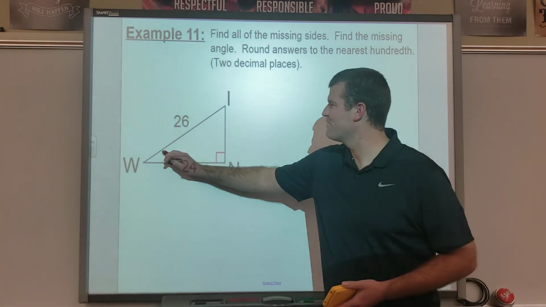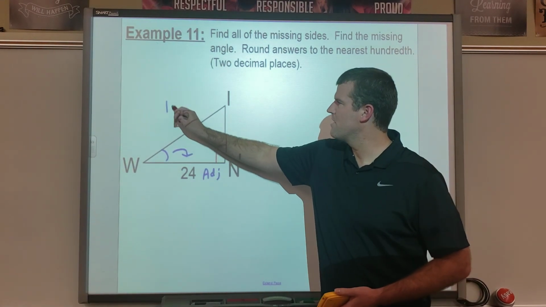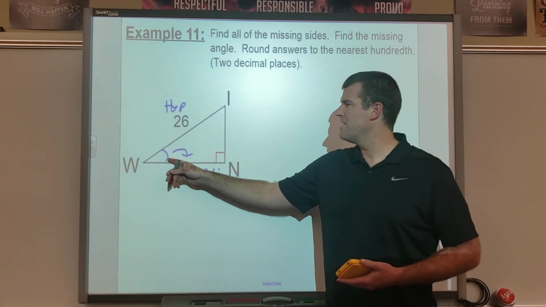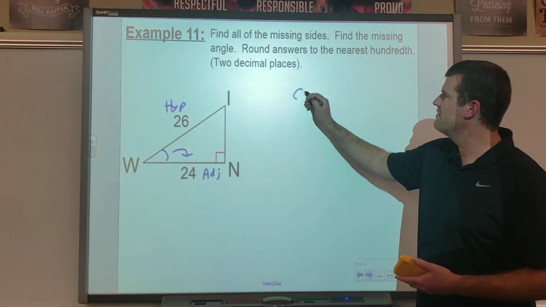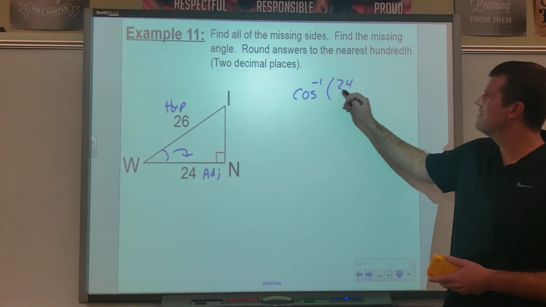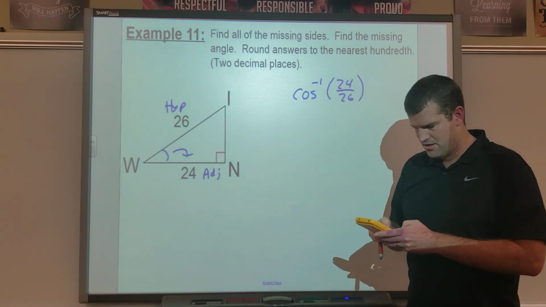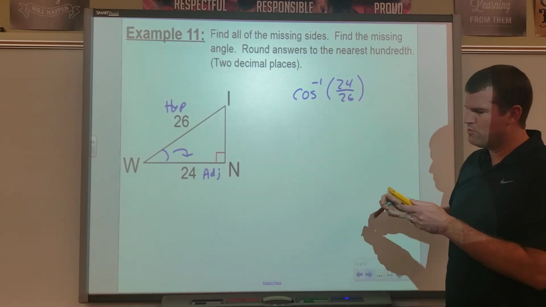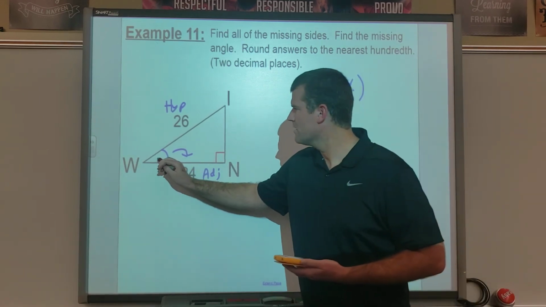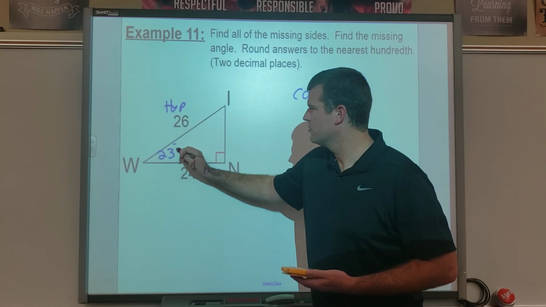All right, so if we're finding angle W, this is our adjacent. 26 would be our hypotenuse. So A and H make cosine. But now that I'm finding the angle, I don't just use any cosine, I use inverse cosine. So inverse of adjacent over hypotenuse. So inverse cosine 24 over 26 gives me 22.6. I'm going to round that to 23 degrees. Okay, let's get rid of that and put 23 degrees.